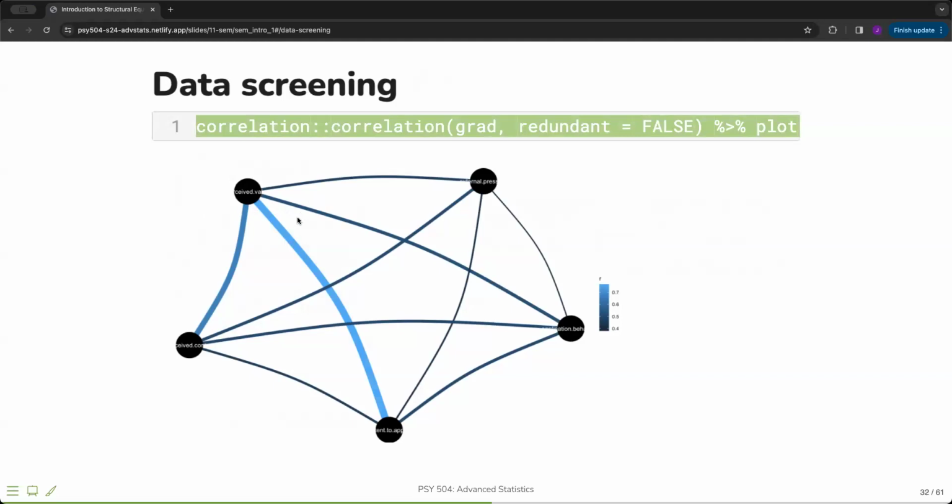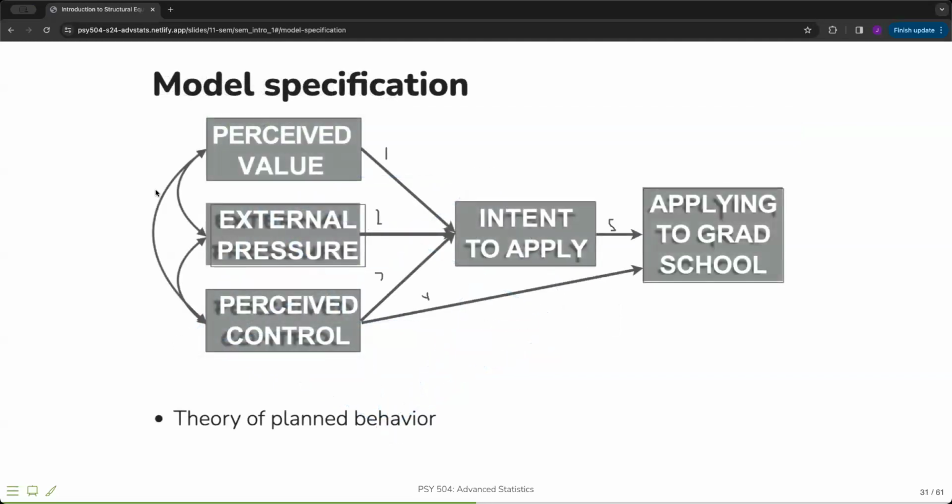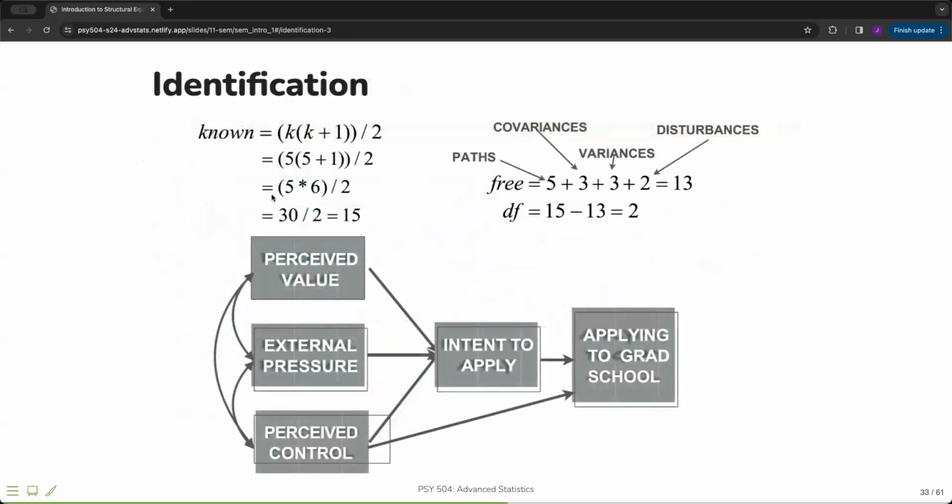So given the moderate to high correlations between these variables, I think that the covariance between perceived value and external pressure, and perceived control and perceived value to perceived control makes sense, right? These variables are correlated with one another, so we should allow them to covary. In the next step, we have to make sure that our model is identified.